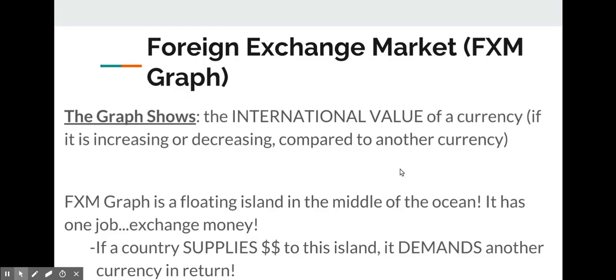You want to think about the foreign exchange market as an island in the middle of the ocean. And its only job is to exchange money. Because let's say, for example, in the US, we decide that we want to buy Japanese products. Japan is not going to accept US dollars. Their country is not based on the US dollar. So essentially, the idea is our money would go to this floating imaginary island in the middle of the ocean, and we would convert our US dollars into Japanese yen so that we could actually make that transaction.